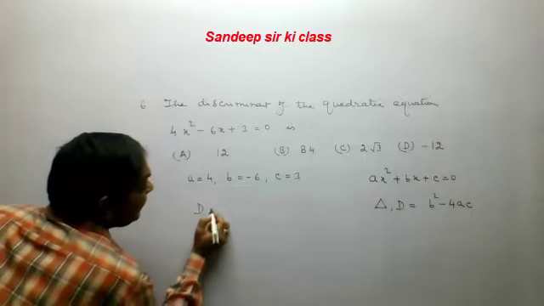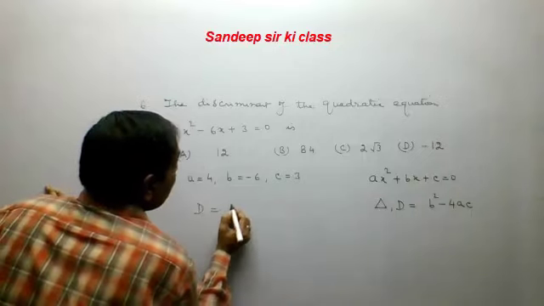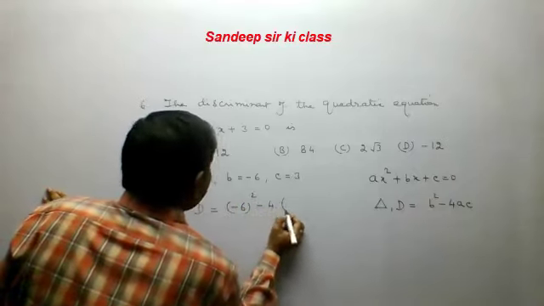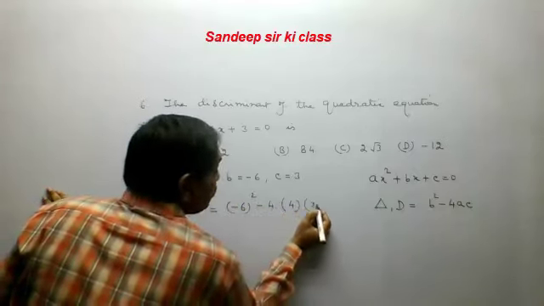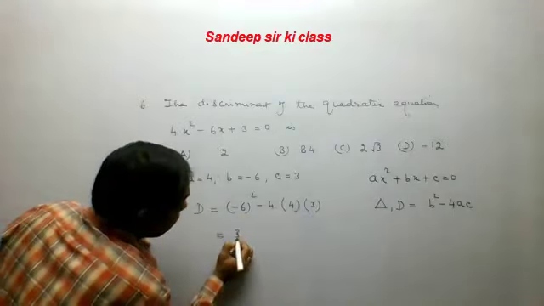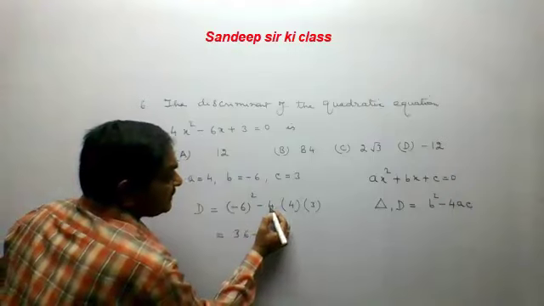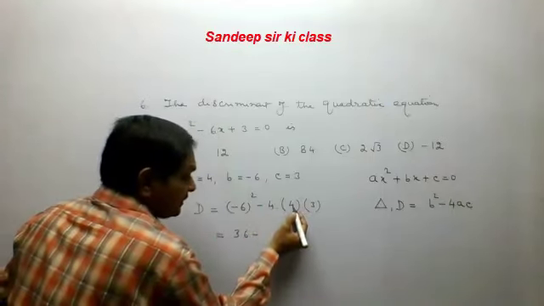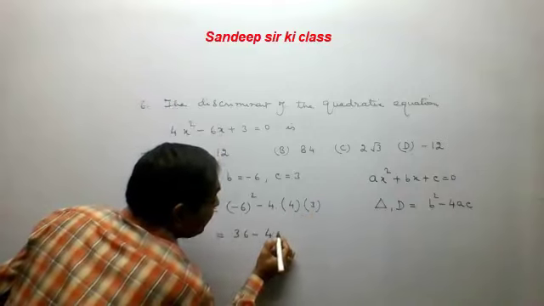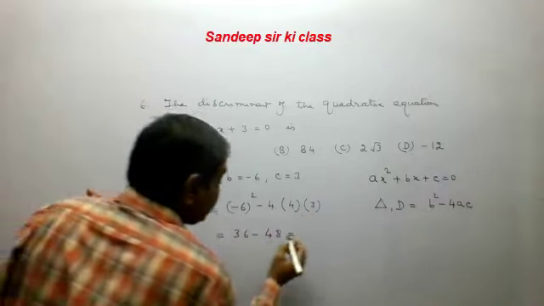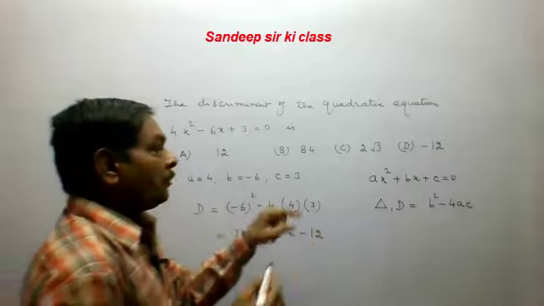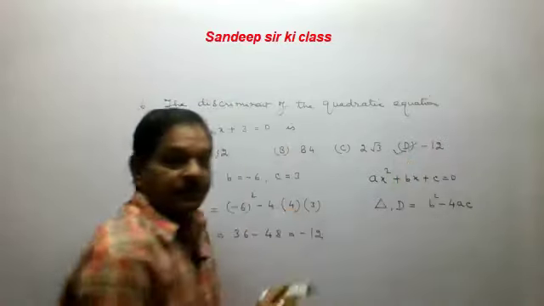Calculate discriminant. Delta or D is equal to minus 6 square minus 4 into 4 into 3. Minus 6 square will be a positive number. This will be 36. Minus 4 into 4, 16. 16 into 3 is 48. Calculate this. This becomes minus 12. So here option D is the correct option.